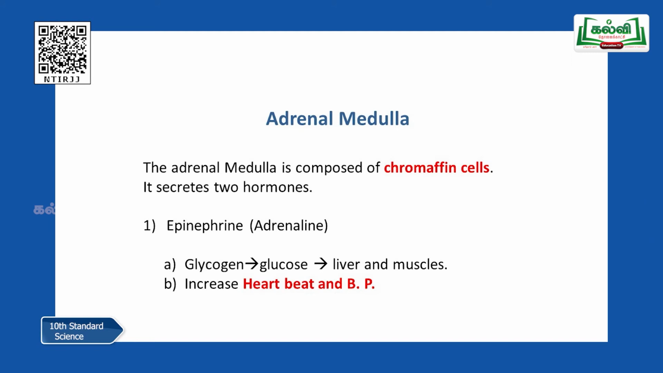Here adrenal medulla is composed of chromaffin cells. It secretes 2 hormones. What are the 2 hormones? One is epinephrine, okay, and the other is norepinephrine. There are 2 types of hormones secreted by adrenal medulla. Epinephrine is called adrenaline. Okay.